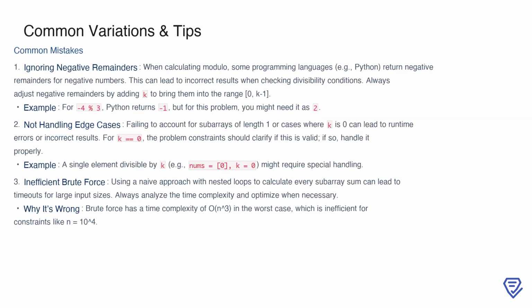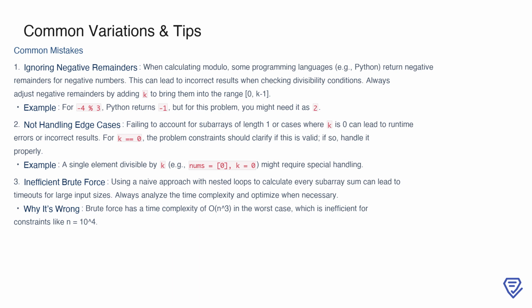One common mistake when tackling this problem is ignoring how different programming languages handle negative remainders during modulo operations. For instance, in Python, performing -4 % 3 gives you -1, which might not align with the problem's requirements. To ensure correctness, you should adjust such negative remainders by adding k to bring them into the range 0 to k-1.